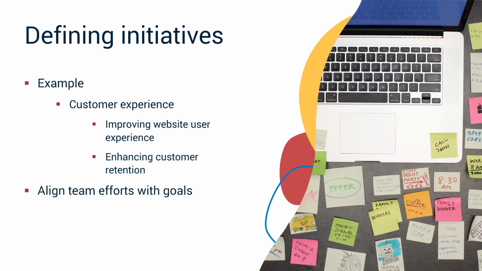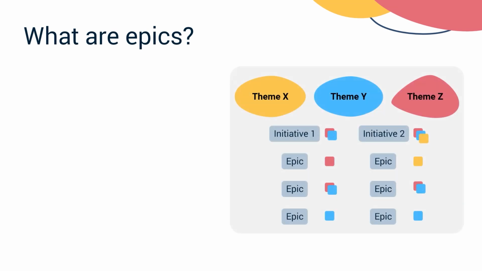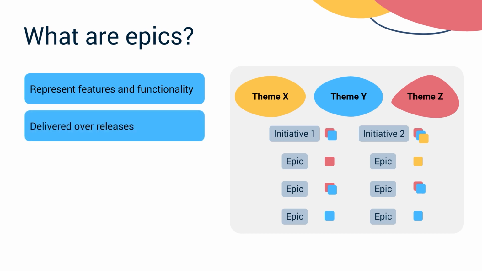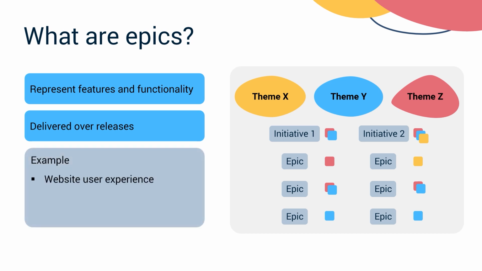These initiatives align the team's efforts with the company's larger goals, guiding Agile teams toward delivering value that directly contributes to the business's objectives. Initiatives are broken down into epics, smaller, focused work units representing related features or functionality. Epics are delivered over multiple releases by one or more Agile teams. For example, an initiative like improving website user experience might include epics like redesigning the homepage and enhancing mobile navigation.